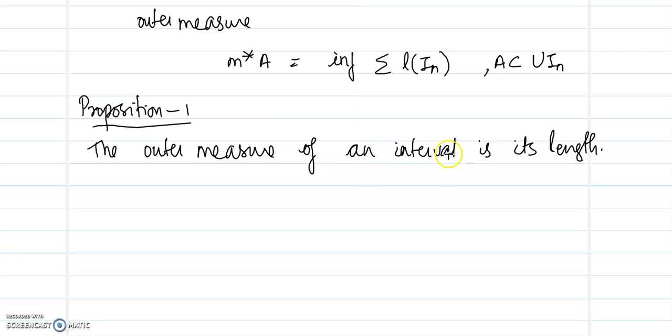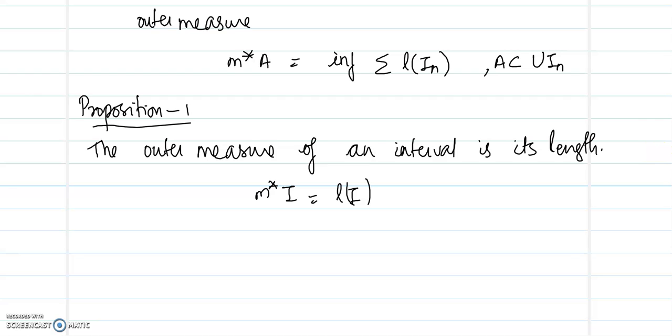When you take intervals, there can be finite intervals or infinite intervals. Also intervals can be closed, open, and either of the sides may or may not be included, semi-open or semi-closed intervals. So for each case, we will prove that. When we take m star of I, we show that it is equal to the length of the interval I. So we will do the proof in three cases.